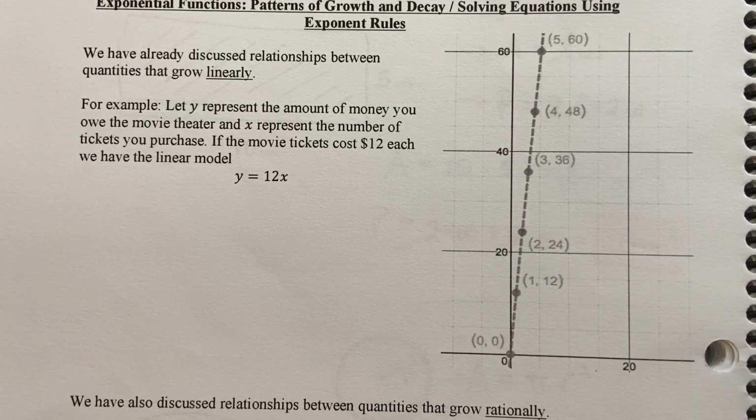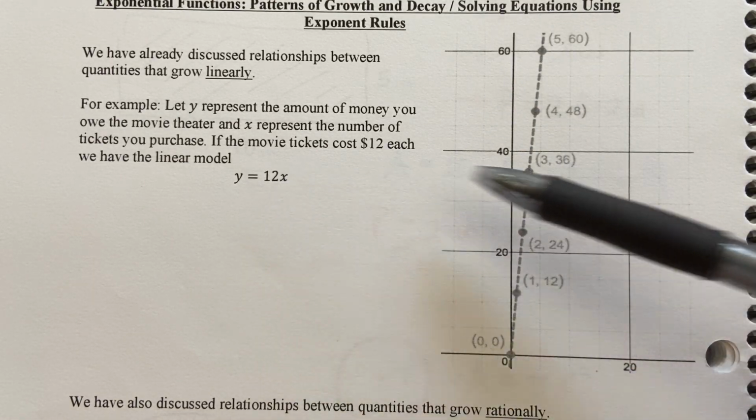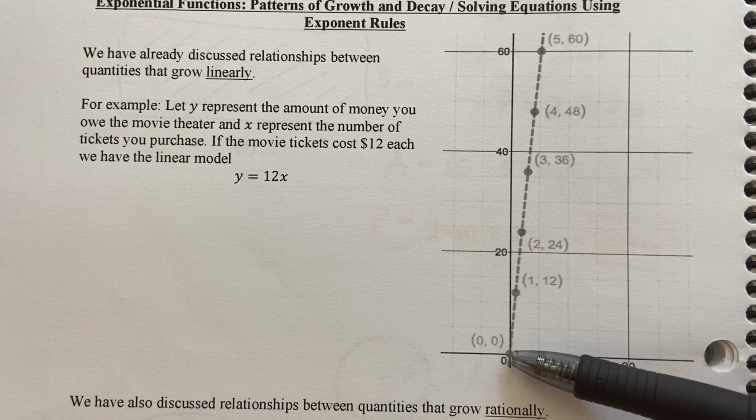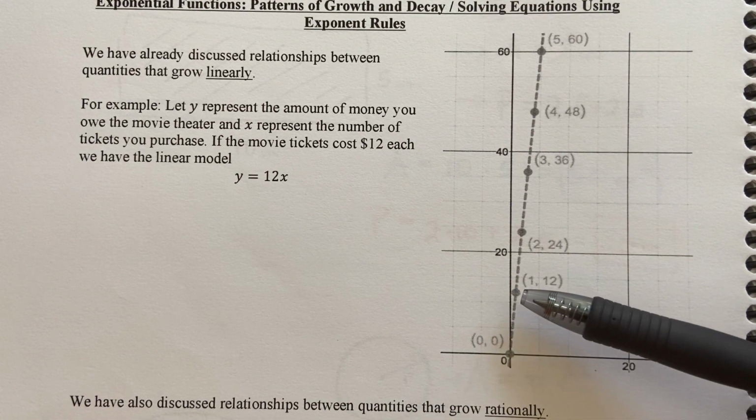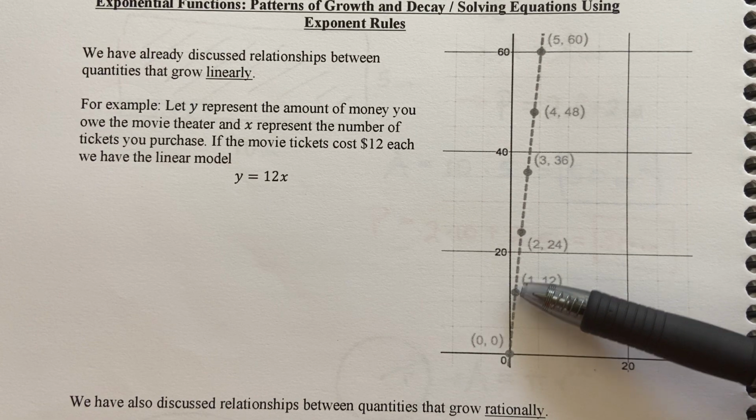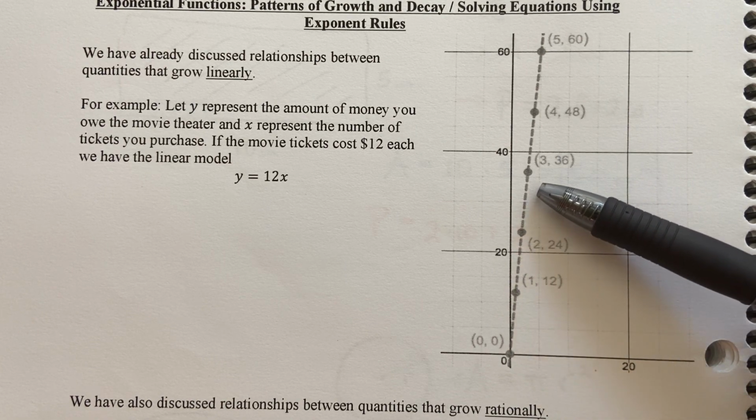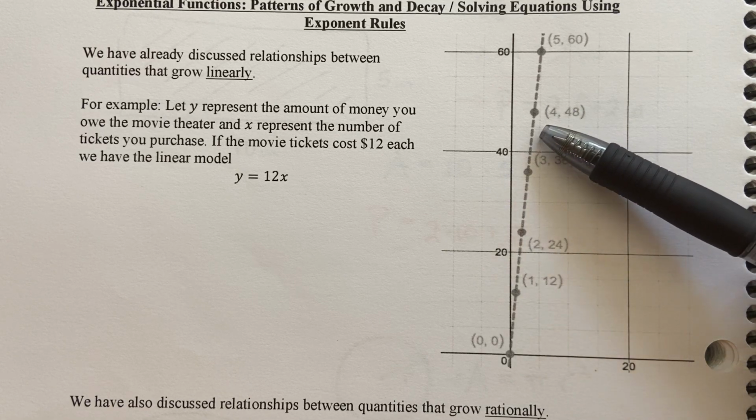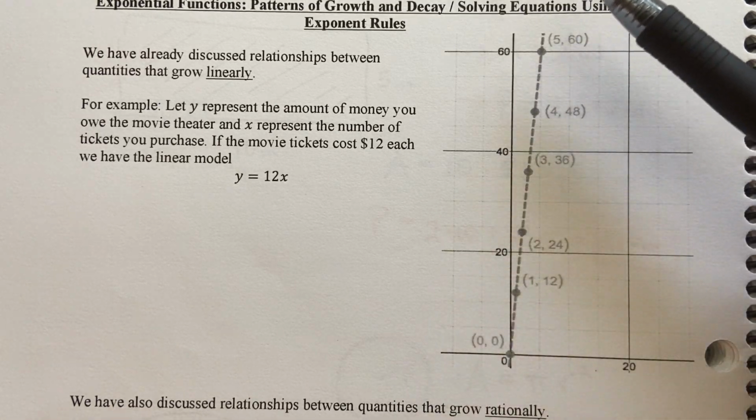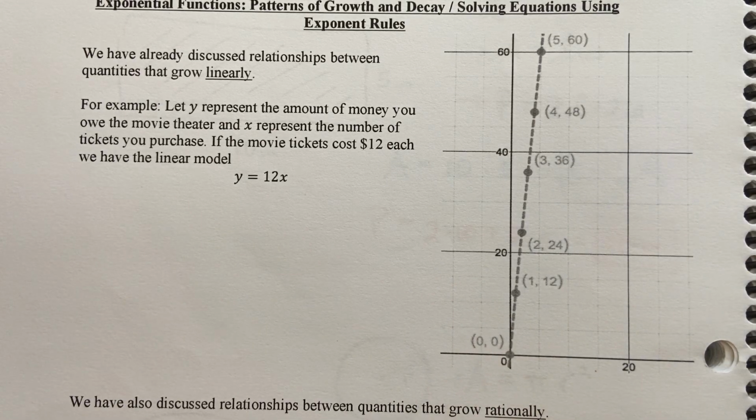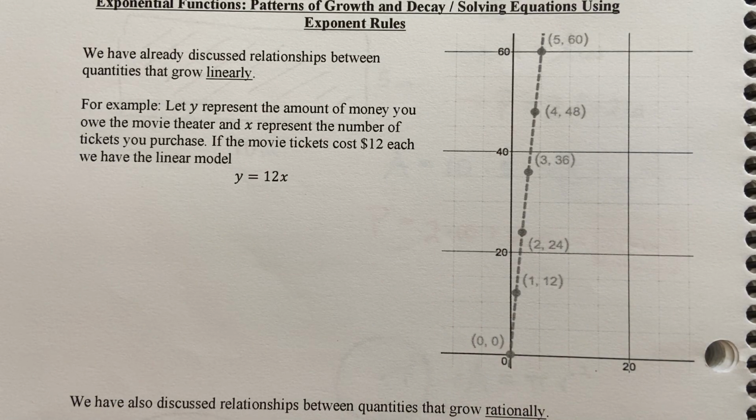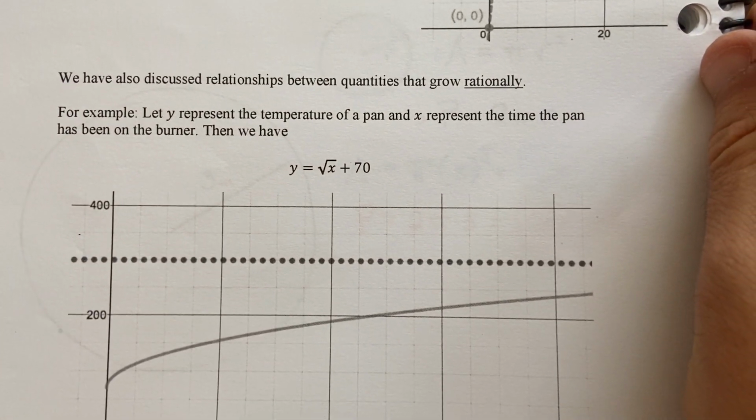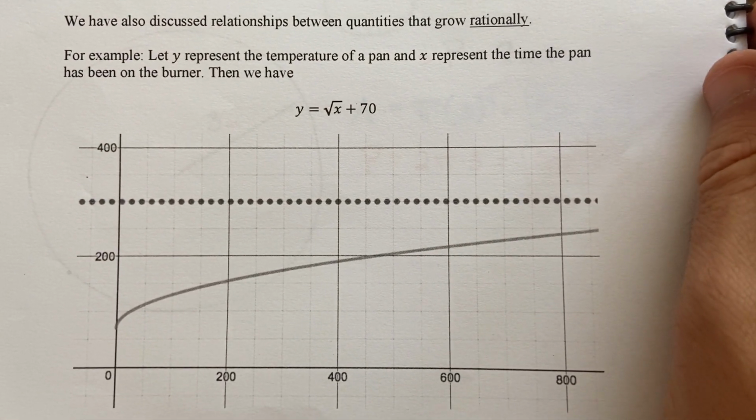So for each new ticket, you have the same jump in the price of $12. For 0 tickets, $0. For 1 ticket, $12. For 2 tickets, $24. For 3 tickets, $36, and so on. So this is a linear relationship. It's not as though when you buy the 4th ticket, that's free or at a reduced price or a greater price. That wouldn't be linear in that case. Here's a nonlinear example.